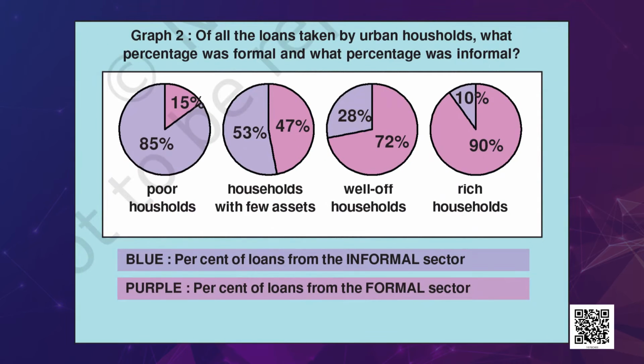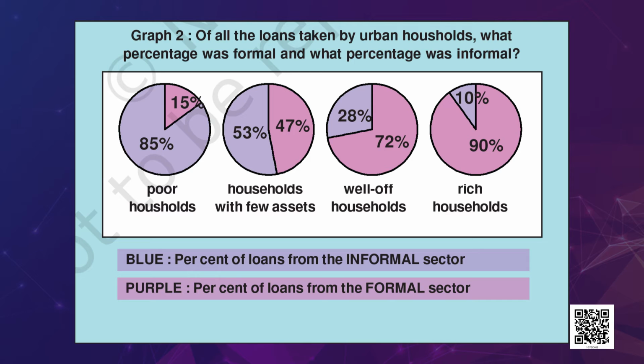Graph 2 shows the importance of formal and informal sources of credit for people in urban areas, like we discussed earlier. The people are divided into four groups from poor to rich, as shown in the figure. You can see that 85% of the loans taken by the poor households in the urban areas are from informal sources, which is a huge number. Compare this with the rich urban households. What do you find? Only 10% of their loans are from informal sources, while 90% are from formal sources.